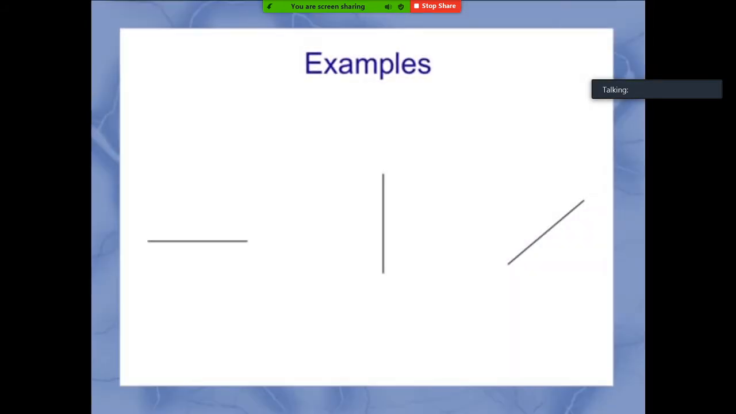So here's some examples. Again, if I have a horizontal surface, my normal force might be straight up from that surface. If I have a vertical surface, my perpendicular is going to be, say, out to the left. And if I have a sloped surface, my normal force is still going to be perpendicular, but that means it's going to be off at an angle.